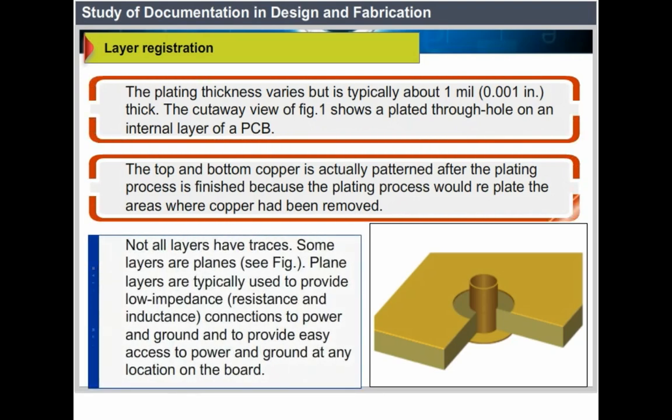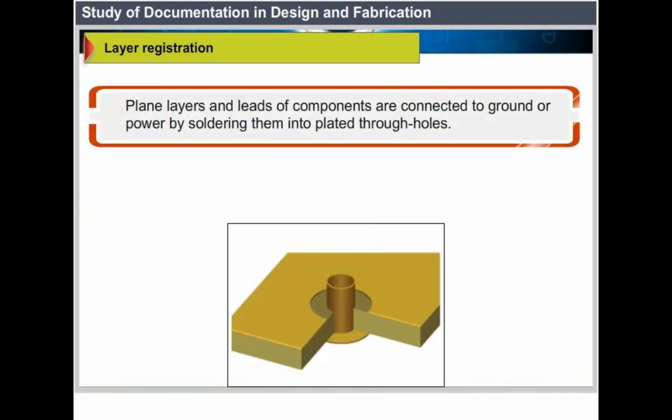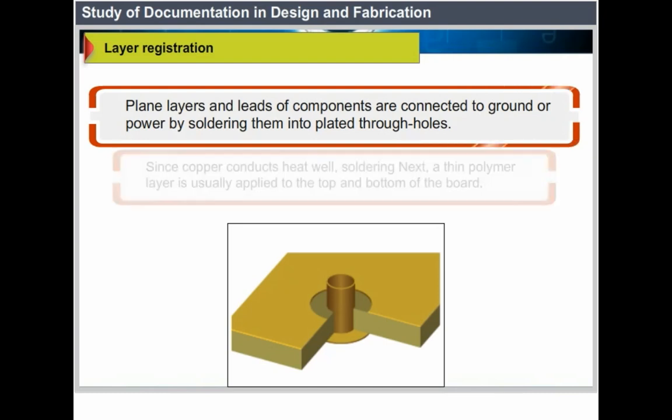Not all layers have traces. Some layers are planes. See figure. Plane layers are typically used to provide low impedance, resistance and inductance connections to power and ground, and to provide easy access to power and ground at any location on the board. Plane layers and leads of components are connected to ground or power by soldering them into plated through holes.